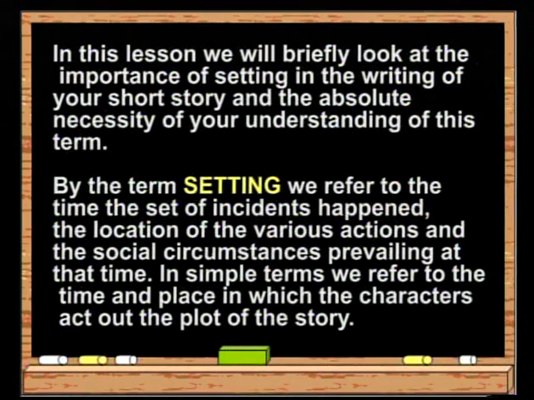By the term setting, we refer to the time the set of incidents happened, the location of the various actions, and the social circumstances prevailing at that time. In simple terms, we refer to the time and place in which the characters act out the plot of the story.